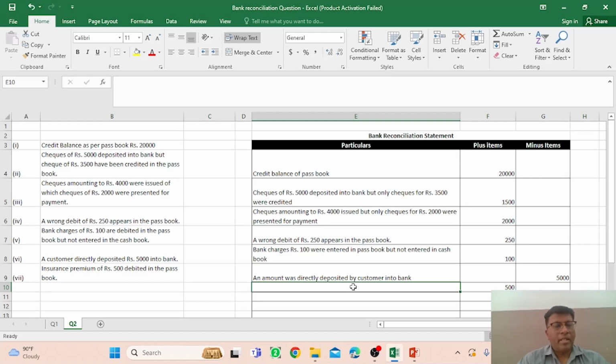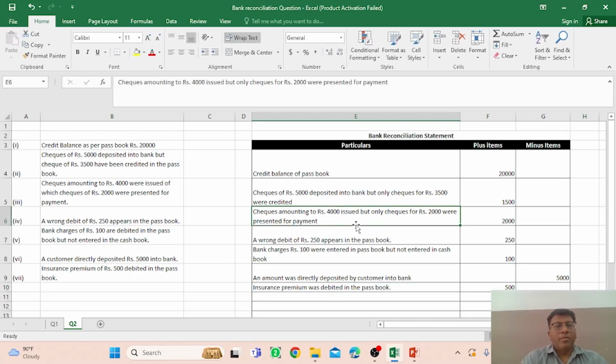So this is the case that insurance premium was debited in the passbook, right? So once again, we go through this particular question so that you have more understanding.